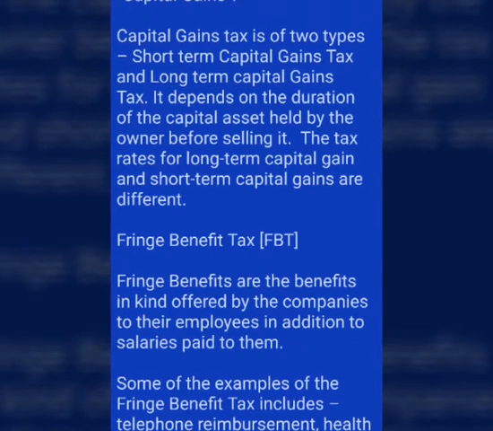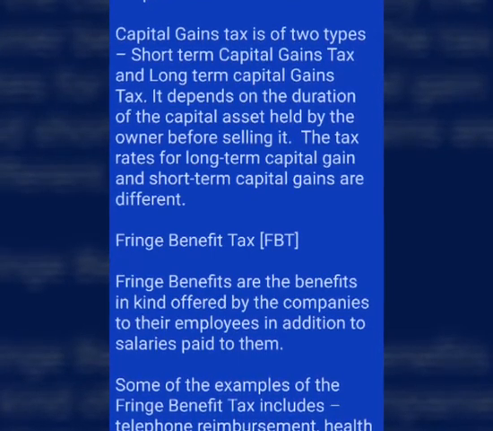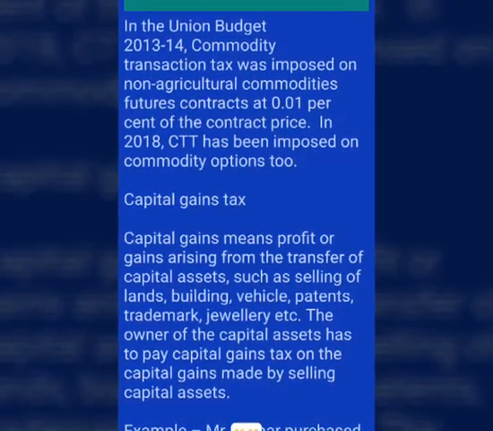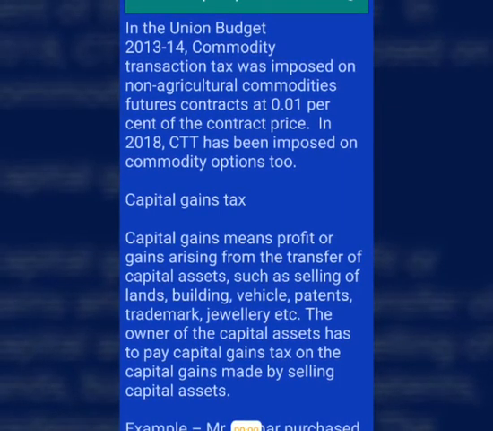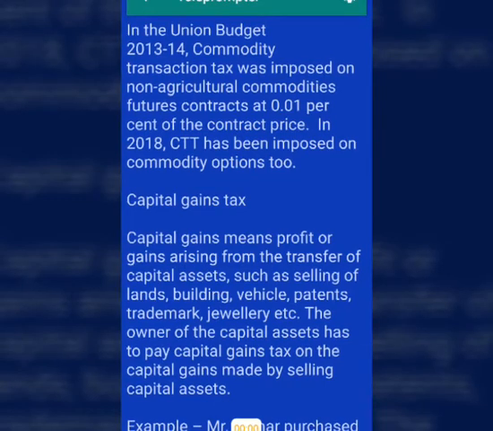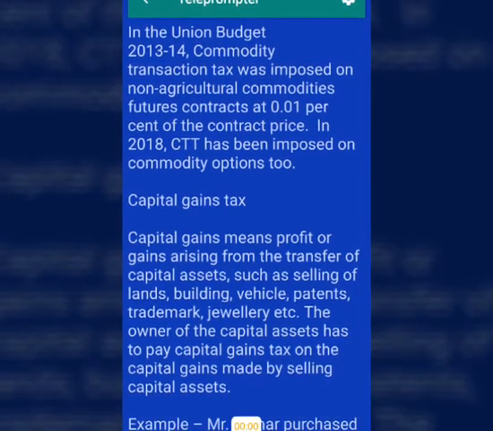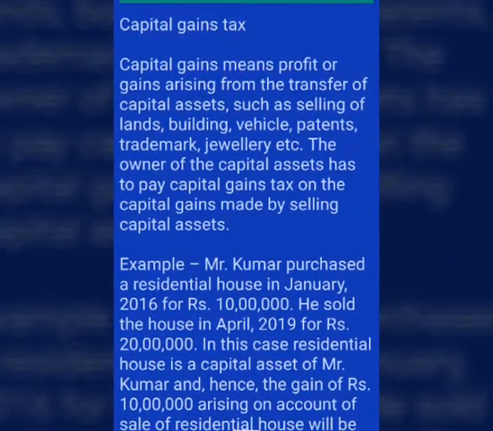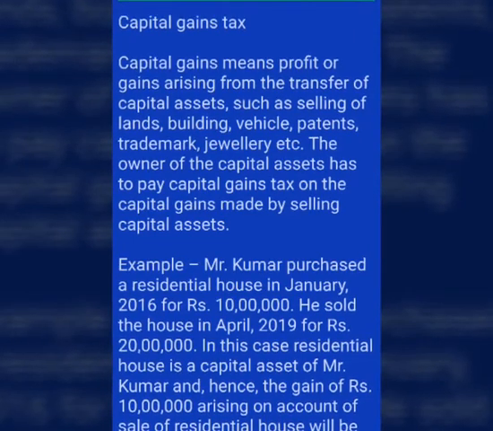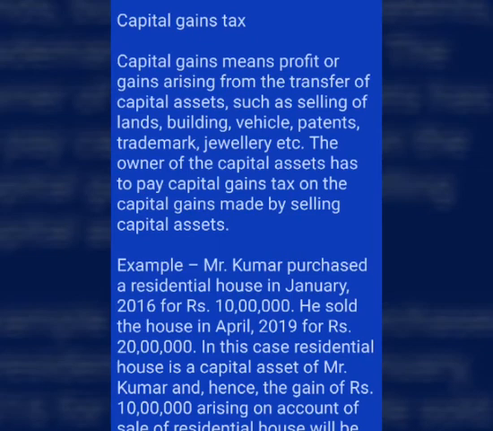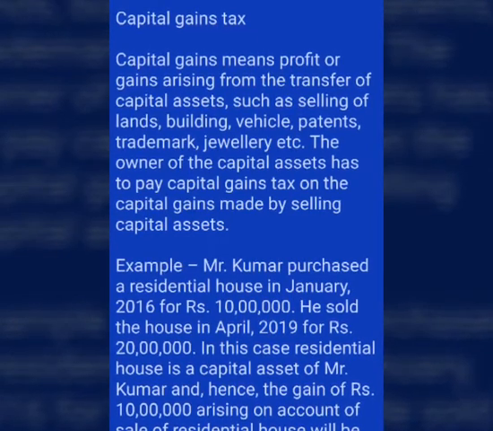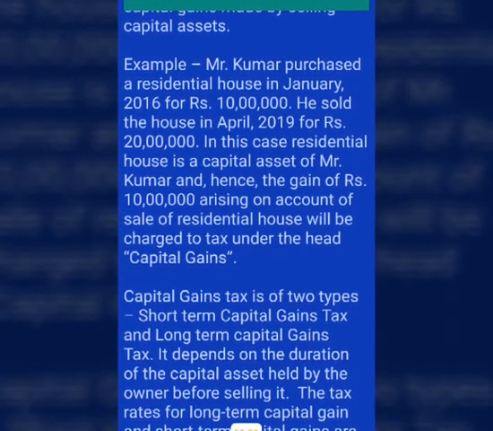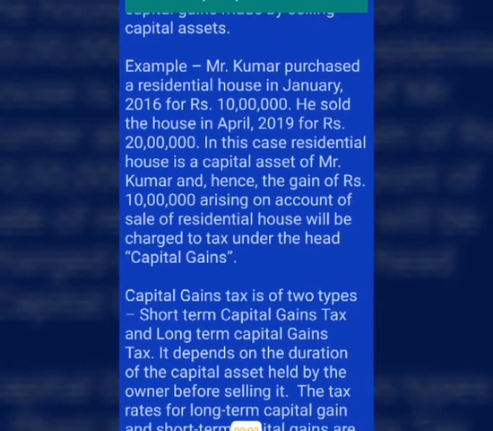Capital Gains Tax. Capital gains means profit or gains arising from the transfer of capital assets, such as selling of lands, buildings, vehicles, patents, trademarks, jewelry, etc. The owner of the capital assets has to pay capital gains tax on the capital gains made by selling capital assets. Example, Mr. Kumar purchased a residential house in January 2016 for Rs. 10,000,000. He sold the house in April 2019 for Rs. 20,000,000. In this case, the residential house is a capital asset of Mr. Kumar and, hence, the gain of Rs. 10,000,000 arising on account of sale of the residential house will be charged to tax under the head capital gains.